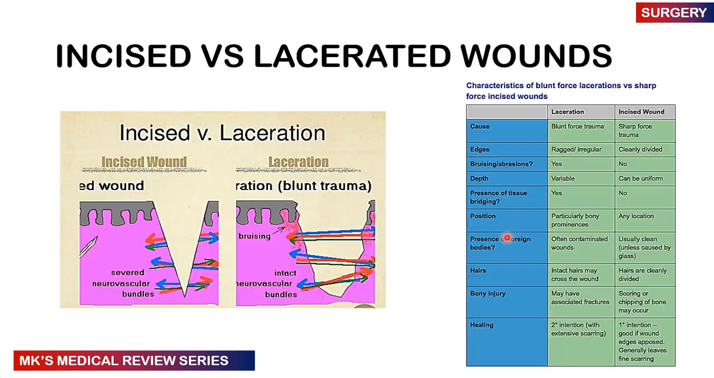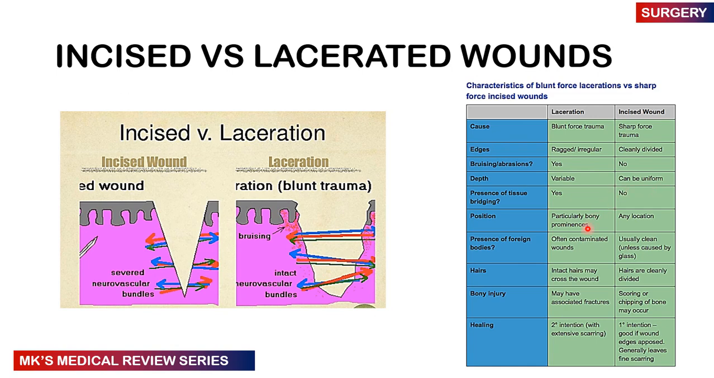Now, just before I close this lecture, the difference between incised wounds and lacerated wounds. As you can see here, you have an incised wound with clean margins and a lacerated wound with jagged edges. Lacerations are caused by blunt force trauma, while incised wounds are usually caused by sharp force trauma. In lacerated wounds, the edges are ragged or irregular; in incised wounds they are cleanly divided. There is some bruising in lacerated wounds, no bruising in incised wounds. The depth is variable with lacerated wounds and uniform with incised wounds. There is bridging tissue in lacerated wounds; you don't see this in incised wounds.